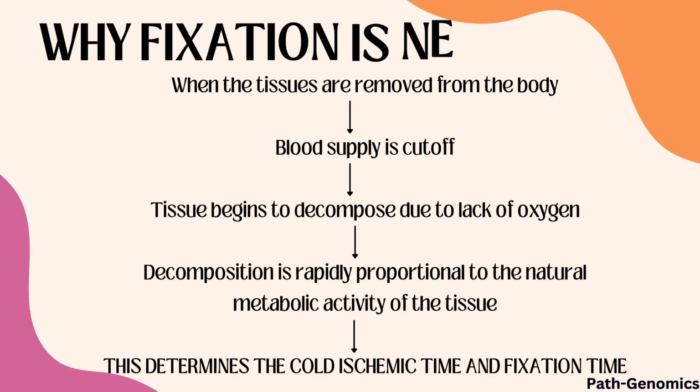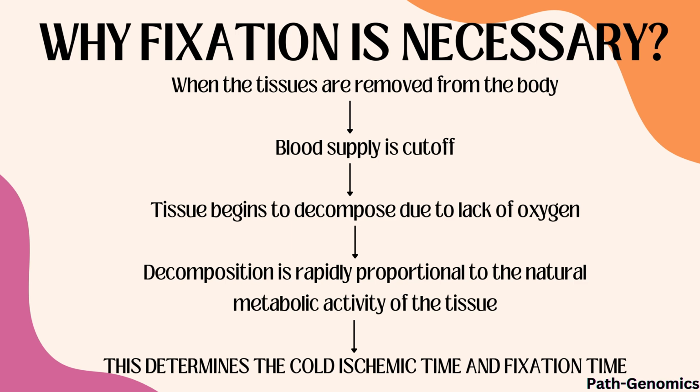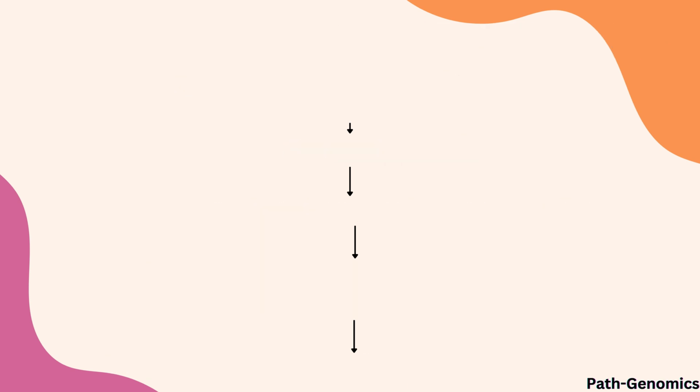Why is fixation necessary? What will happen if the tissues are not fixed, when they should be fixed? How long should they be fixed? To understand this, we have to learn the concepts of cold ischemic time and fixation time. Whenever a tissue is removed from the body, its blood supply is cut off. Due to lack of oxygen, the tissue will begin to decompose, and this decomposition is directly proportional to the metabolic activity and protein content of the tissues.